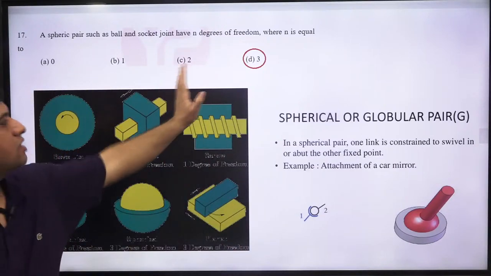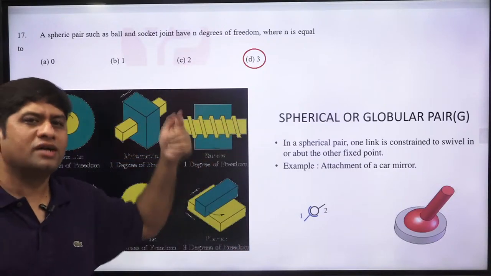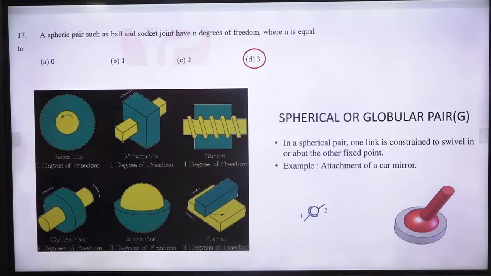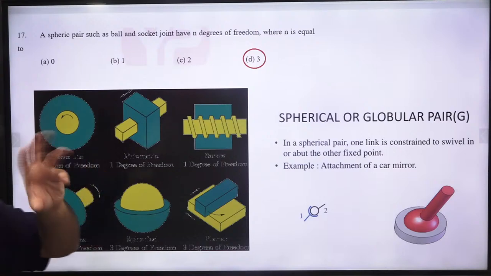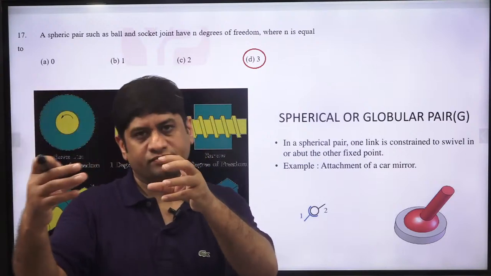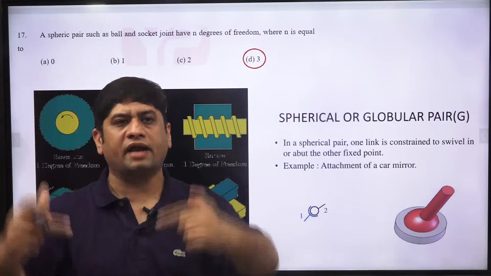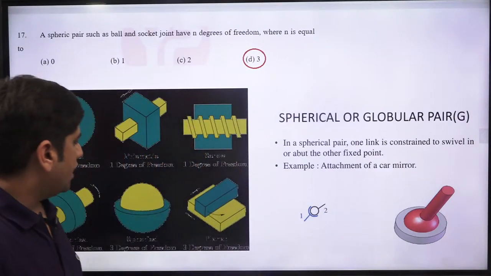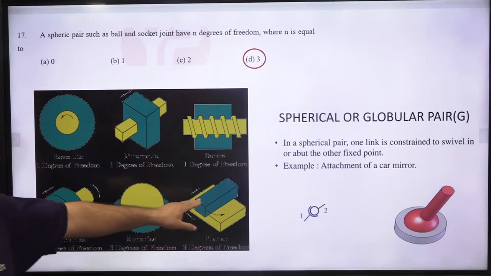Prismatic, only one translation. Screw, no doubt it is looking like rotating, but only single degree of freedom. Screw contact. Cylinder inside cylinder, cylinder inside cylindrical cavity. 2 degrees of freedom. It can rotate about one axis and it can translate also. And then, you know, this is the 3 degree of freedom.